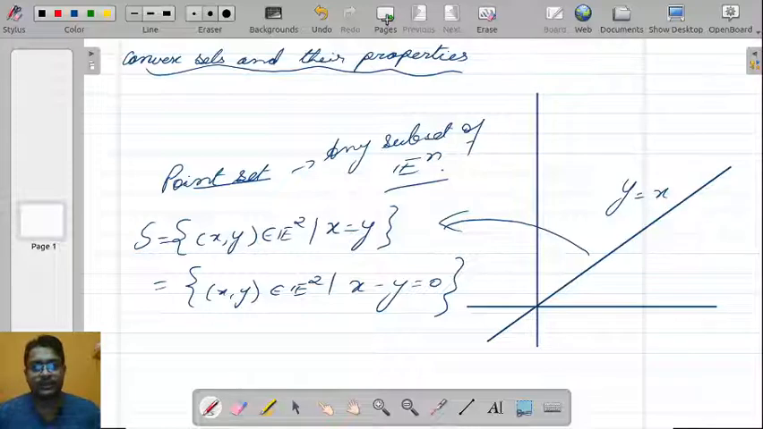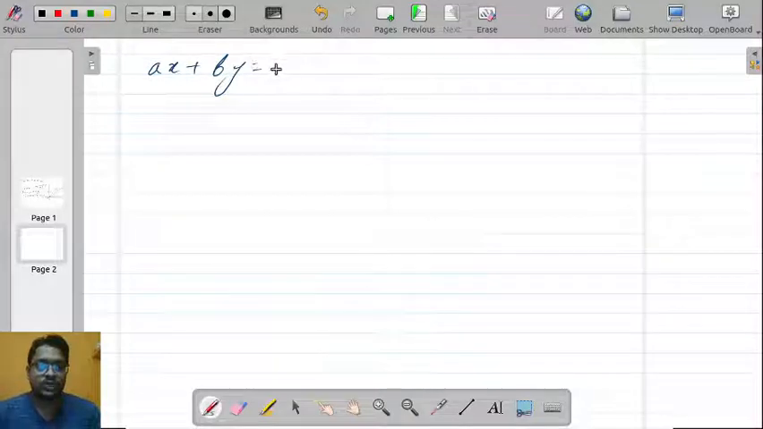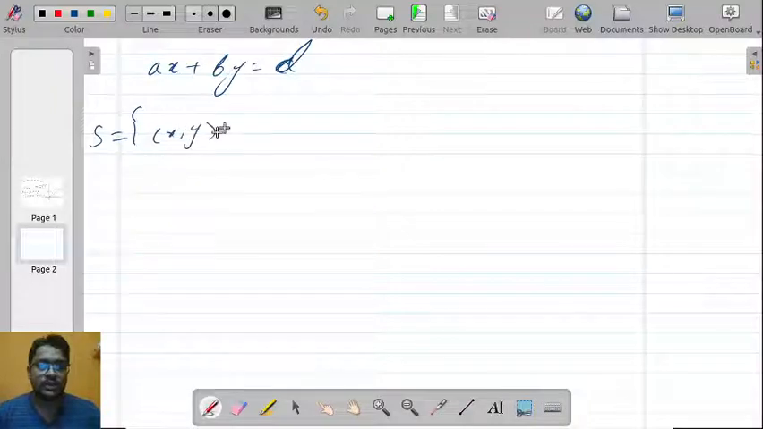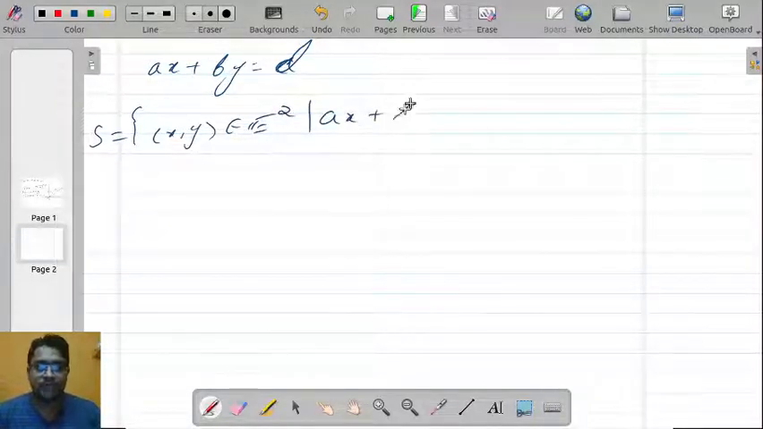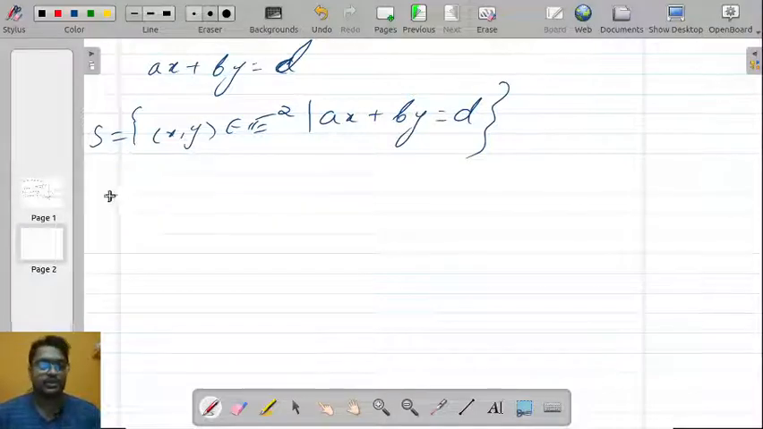So similarly, if we consider the straight line ax plus by equal to d, this is the general equation of a straight line. Then this can be represented as the set of all those (x, y) in E square which satisfy ax plus by equal to d. So it is the collection of all those points in E square which satisfy this, right.